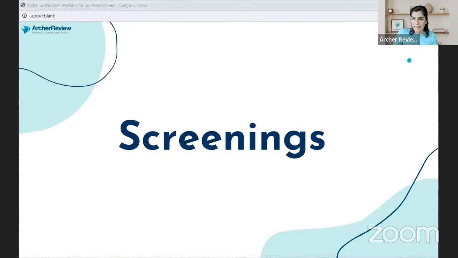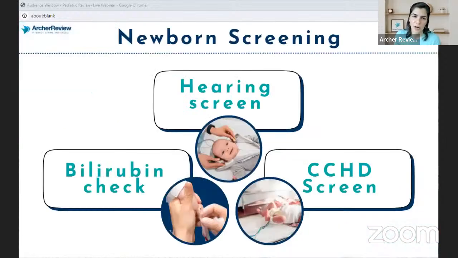So screenings. Screenings, we talked about the milestones. These are just going to be like benchmark screenings that you're doing in the hospital and at every visit. Again, screenings, the reason why we do it is to catch things early and intervene early. So you want to make sure you understand why we're doing certain screenings as certain markers.